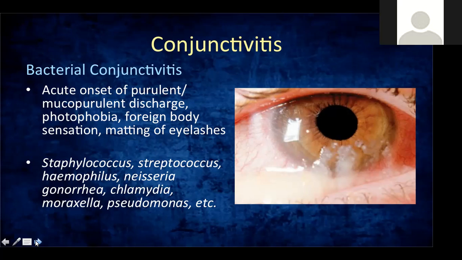The common etiologies to bacterial conjunctivitis are your staph, your strep, your Haemophilus. Very important is your gonorrhea bacteria, your chlamydia, your moraxella, and for contact lens wearers, you're quite prone to Pseudomonas infection also.